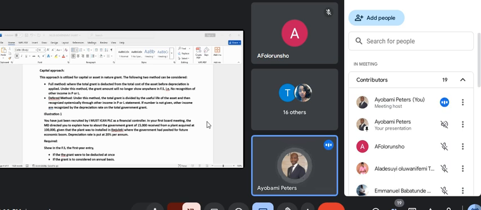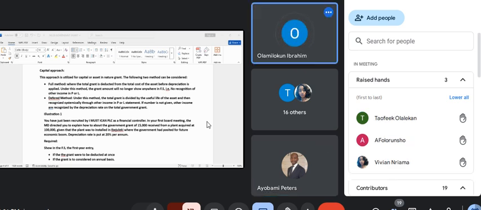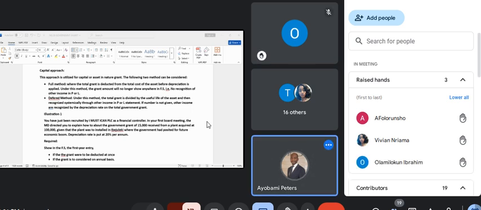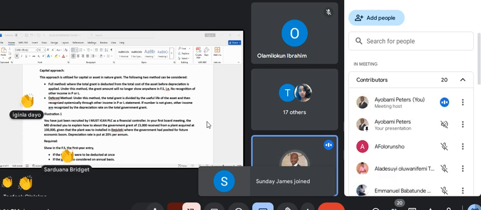Now, I ask you, class, if the grant were to be deducted at once, what kind of method is that one? Anybody just raise your hand. What kind of method are we considering that? Okay, Olamilo, can go ahead. That would be full method, sir. Full method. Please let me clap for him.